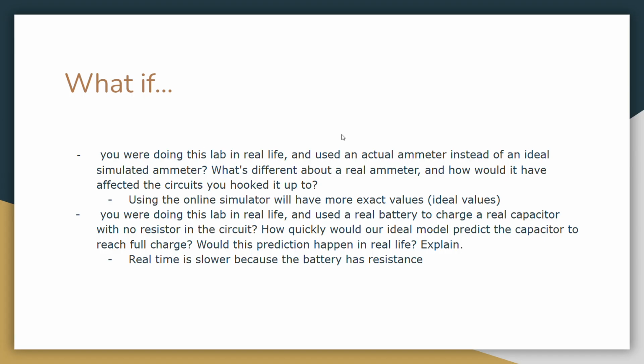So for this lab, since we did it in person, the online simulator would have given more exact ideal values. And then for the real time versus the online simulator time, the real time is slower because the battery does have resistance, kind of relating to the possible sources of error that we could have had previously.